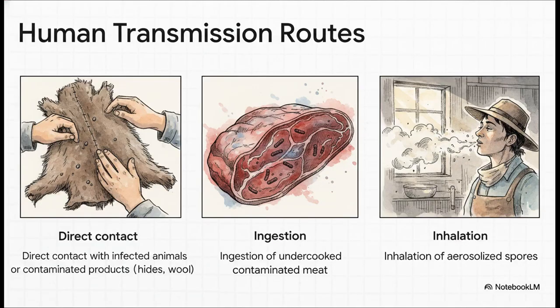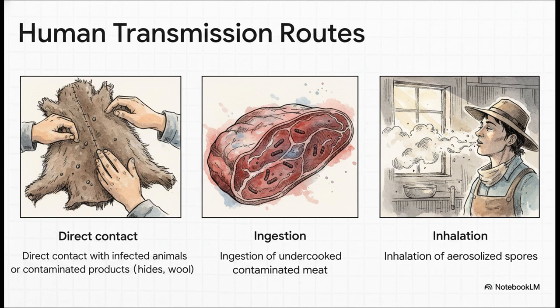So how does that exposure to humans actually happen? Well, it boils down to three main routes. By far the most common is direct skin contact. This happens to people like farmers, vets, or folks who work with animal products. Less common is actually eating undercooked meat from an animal that was infected. And the rarest way, at least in nature, is breathing in the spores if they somehow get kicked up into the air.